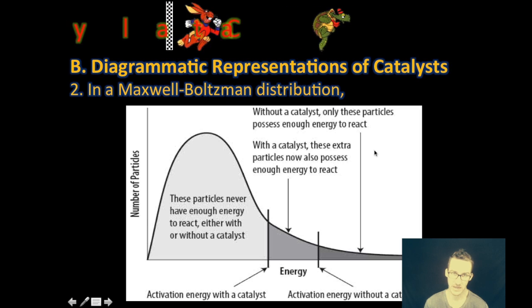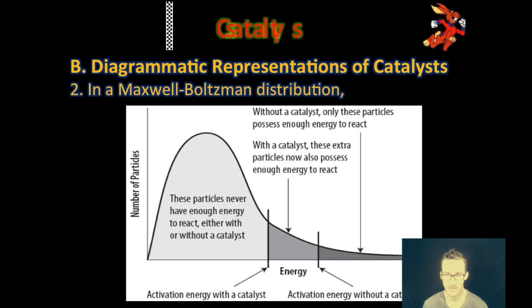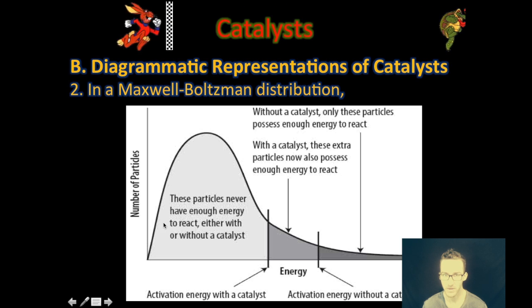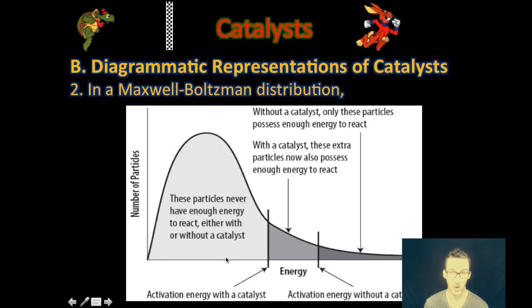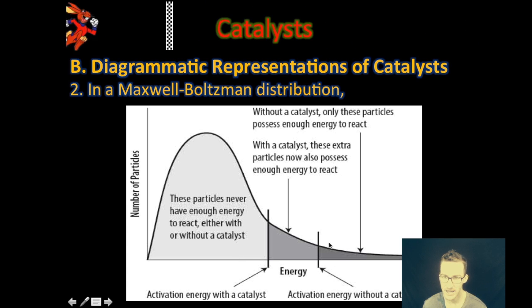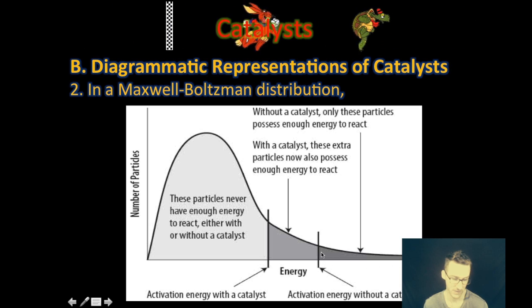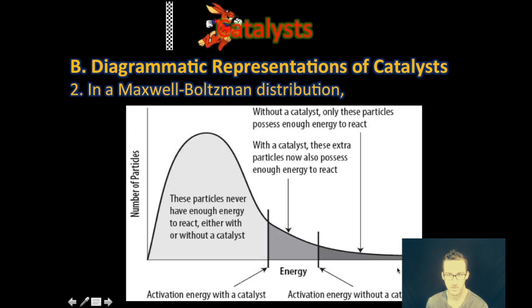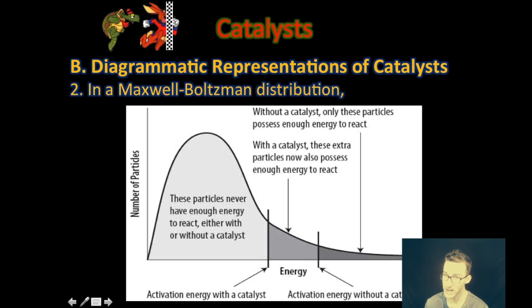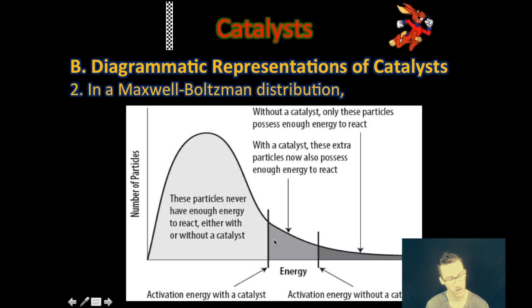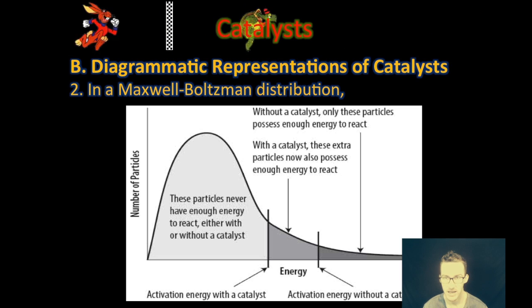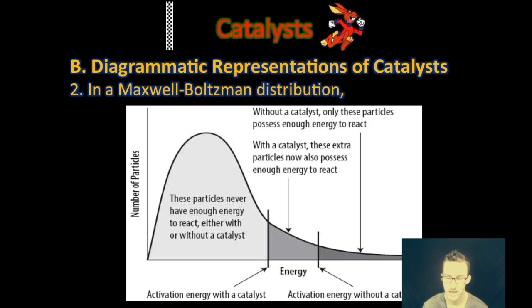If you examine this in a Maxwell-Boltzmann distribution, again, notice that as you think about the number of particles that will have the correct amount of energy in order to react, here we have the activation energy that is required without a catalyst, and recognize that there are relatively few, or definitely fewer, molecules that have that energy than with a catalyst, which is described here. And so note now that we have not only just these molecules that have the amount of energy required, but all of these as well. So a larger number of molecules or reactants will have the correct amount of energy in order to have successful collisions.